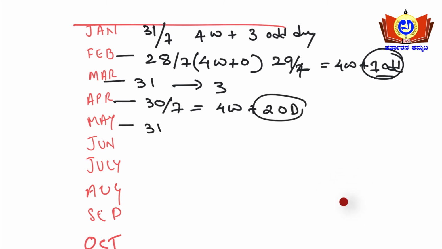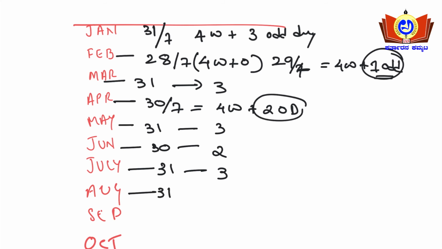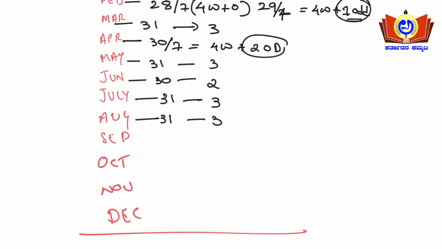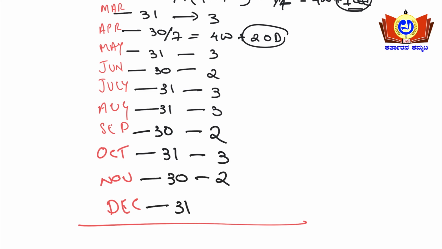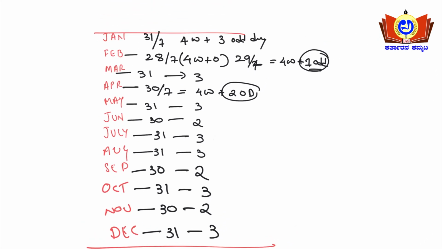May, 31 days will be there. 31 days means 3 odd days. June, 30 days will be there. 30 days means 2 odd days. July, 31 days will be there. 31 days means 3 odd days. August, 31 days will be there. So then 3 odd days. September, actually 30 days will be there. So 30 days means 2 odd days. October, 31 days. So 3 odd days. November, 30 days. So 2 odd days. And December, 31 days will be there. So 31 days means 3 odd days. Okay. So this particular table you need to memorize for your faster calculation in the problems here.